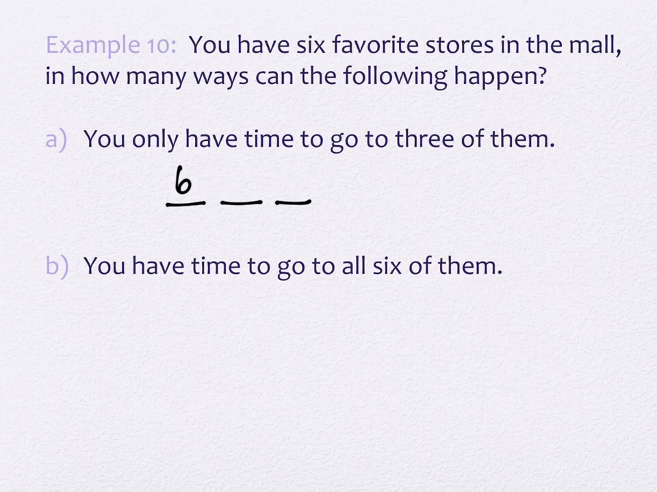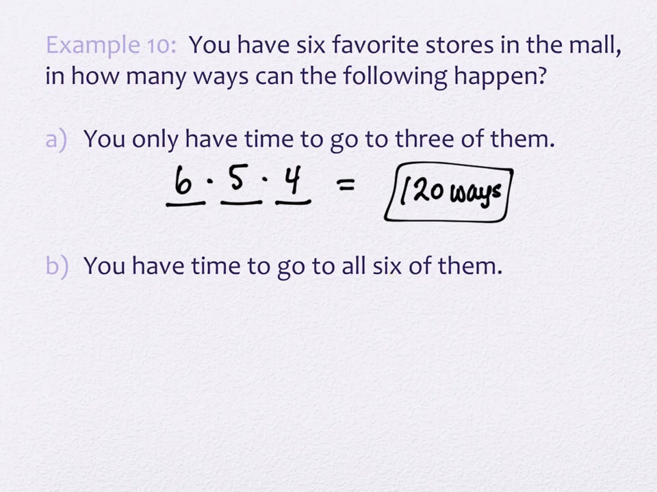And how many stores do we have to choose from now? 5. And then 4. And we are going to multiply 6 times 5 times 4. 120. There's 120 ways that we can choose to go to 3 of these stores. It's a lot of choices, actually.